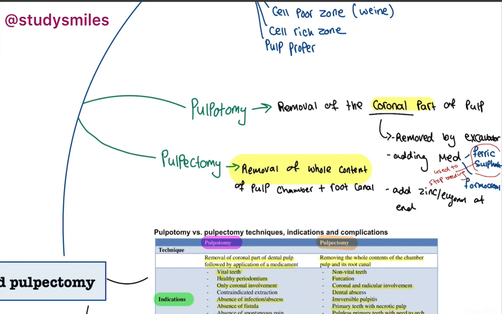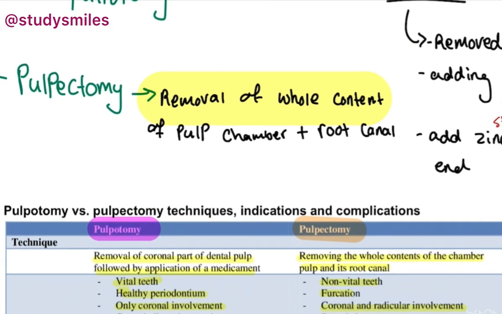Pulpectomy is the removal of the whole content of the pulp chamber plus the root canal. So pulpectomy is basically the entire endodontic procedure, while pulpotomy is the beginning, where we just remove the coronal part because we won't do the normal endo. Usually, pulpotomy is done in young patients because they have, let's say, the ability for a better result.